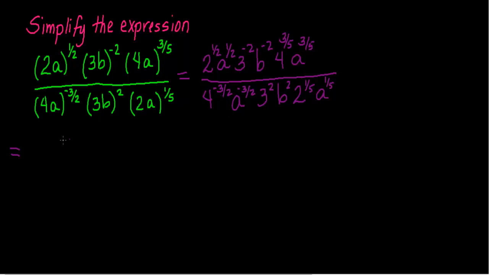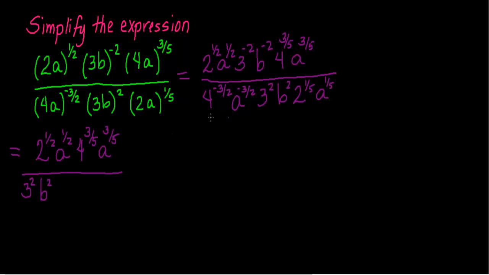So in the numerator, I can write 2 to the 1/2 power, a to the 1/2 power. That 3 that's negative, let me write my denominator here. That is going to come downstairs. So 3 to the -2 is the same thing as 1 over 3 squared. b to the -2 is the same thing as 1 over b squared. And that makes it positive. My next number is 4 to the 3/5 power and a to the 3/5 power.